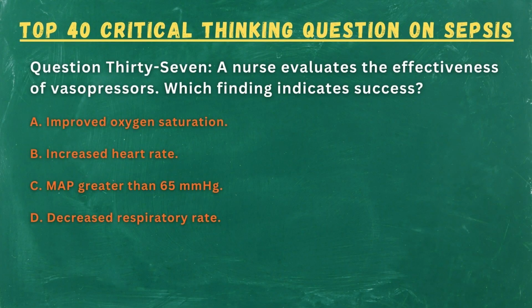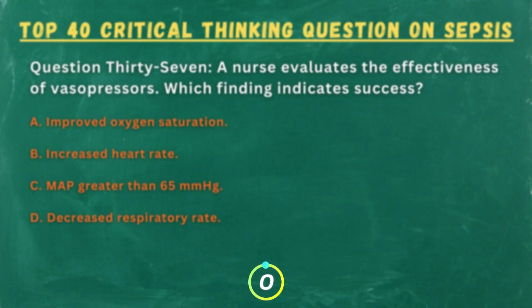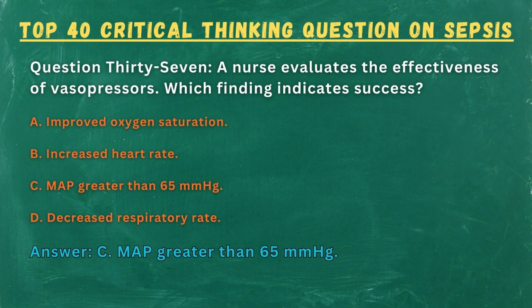Question 37. A nurse evaluates the effectiveness of vasopressors. Which finding indicates success? A. Improved oxygen saturation. B. Increased heart rate. C. MAP greater than 65 millimeters of mercury. D. Decreased respiratory rate. Answer: C. MAP greater than 65 millimeters of mercury.